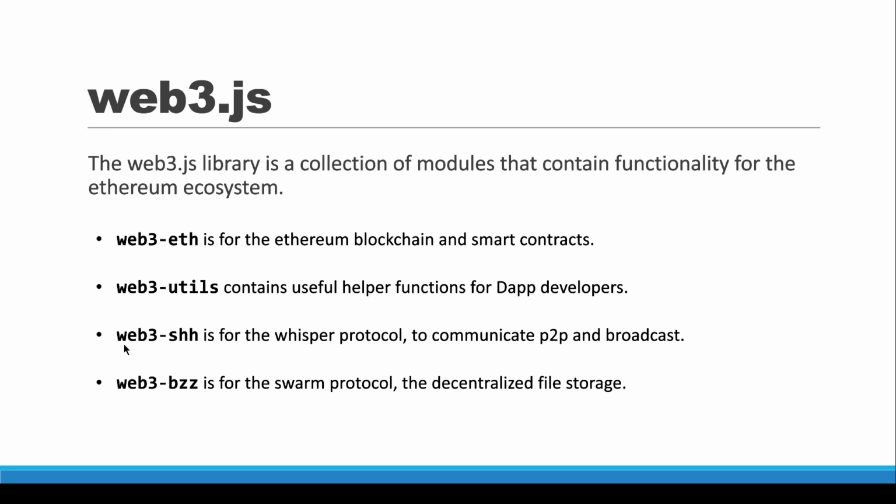Definitely, if you want to know more about web3.ssh and web3.bzz, you can look at the web3 documentation. But you will not use them much whenever you are creating a decentralized application or whenever you are talking with the blockchain and smart contract. For that, we only need these two modules, web3.eth and web3.utils.